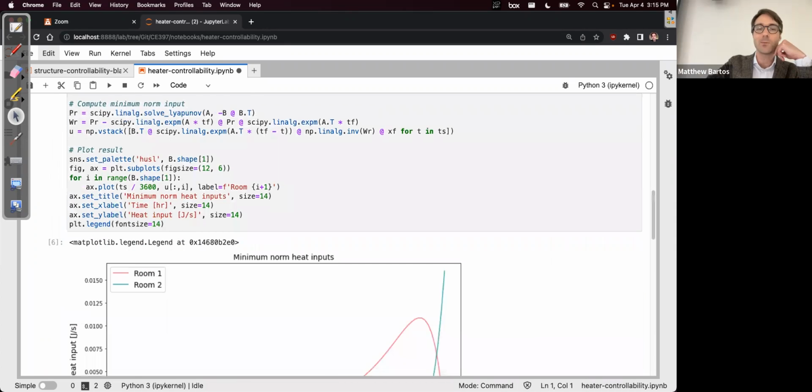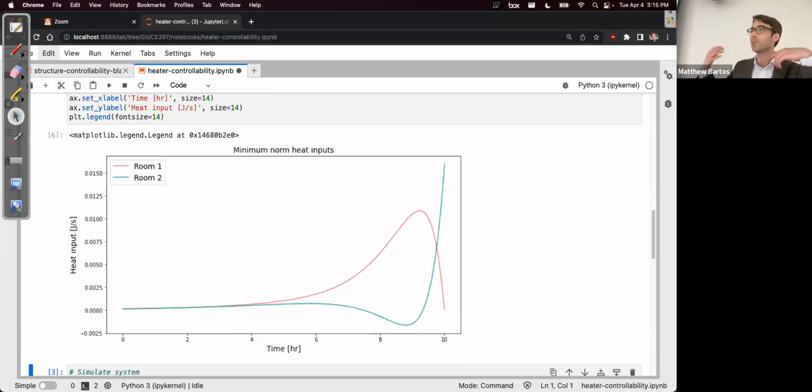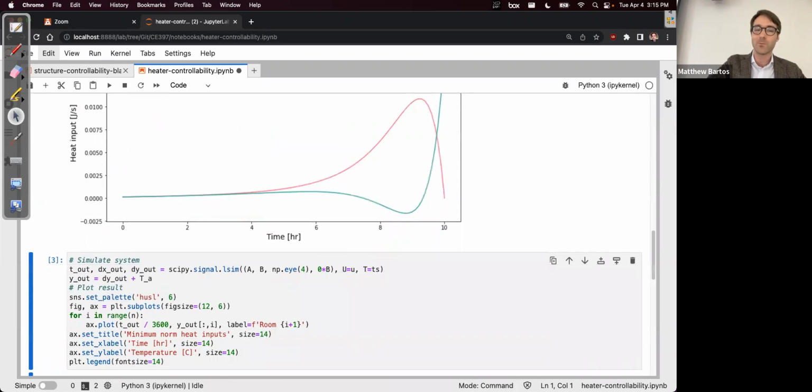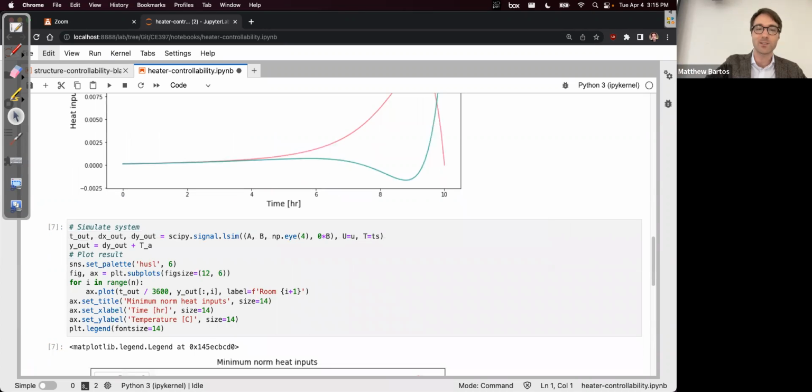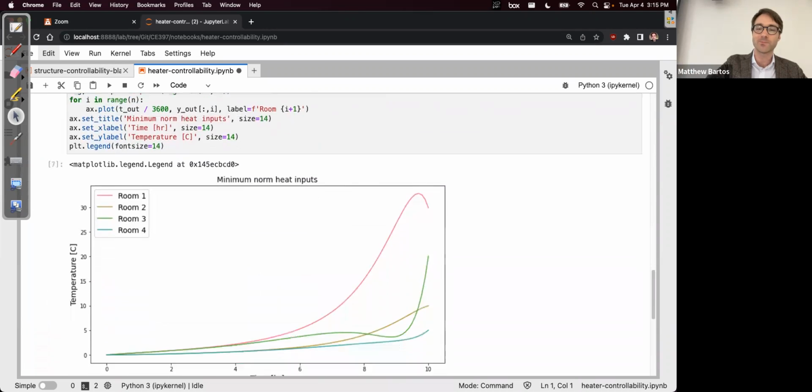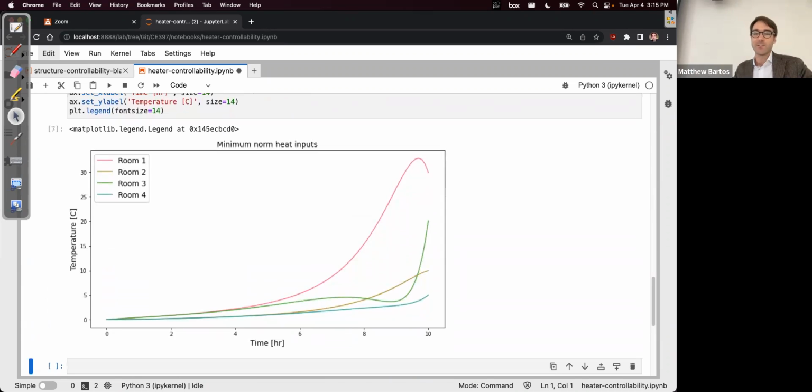I've computed the minimum norm input using the pseudo inverse shown in the first part of class. And this is what the minimum norm heat inputs needed to drive the system to that final state look like. Let's look at what the actual simulated system looks like when we put in those heat inputs. To drive our system to the final state, it has to first bring the heat in room 1 up to a high point and then bring it back down. And similarly, this room has to first go down and then back up. So it's kind of a convoluted path.